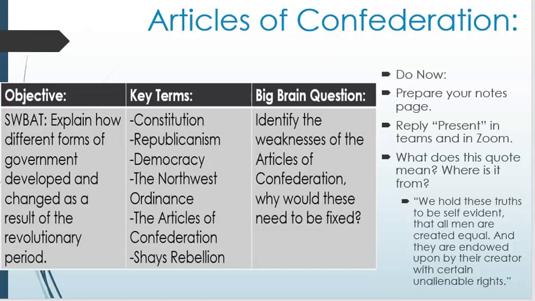And then for the big brain question of the day, and it's going to help on your exit ticket again, identify the weaknesses of the Articles of Confederation and why would they need to be fixed. Keep that in mind. So, let's go ahead and move forward.